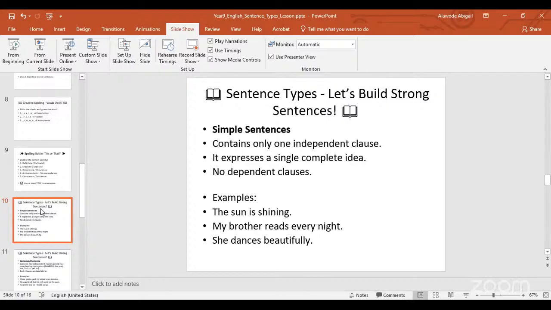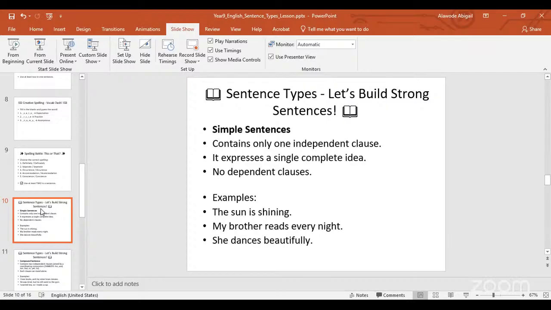So this is sentence types. We'll just look at this very quickly and then do some past questions that I was able to put together. There are two sentence types: one according to function, and one according to structure, right?